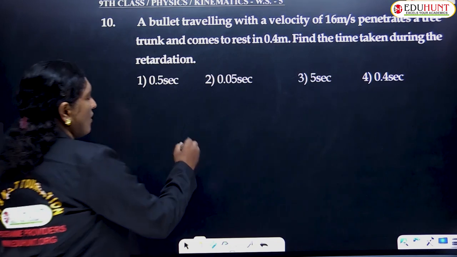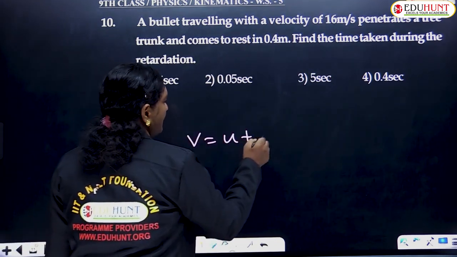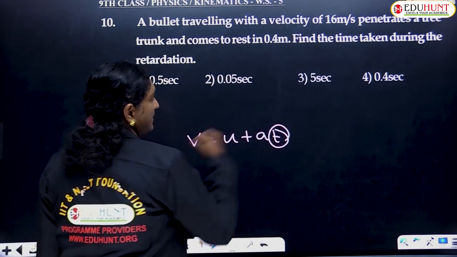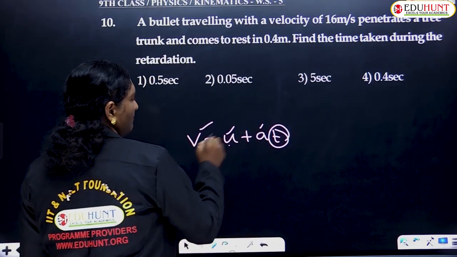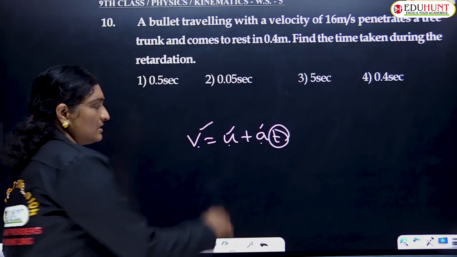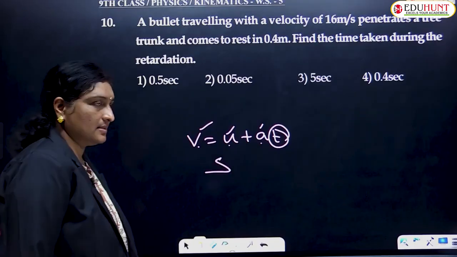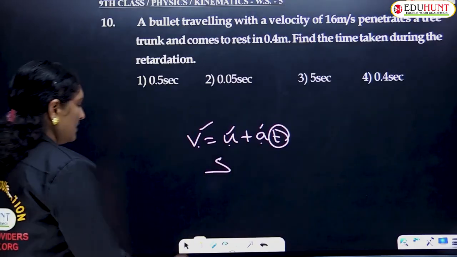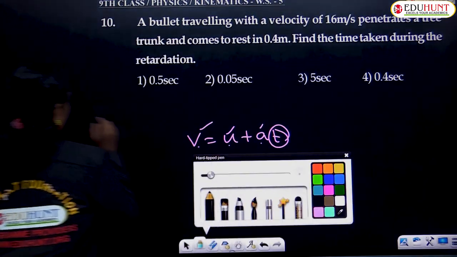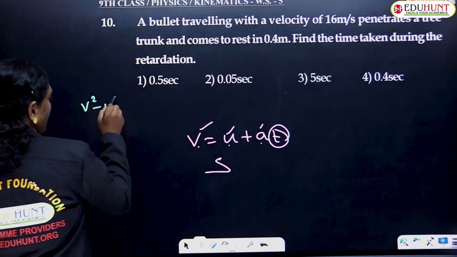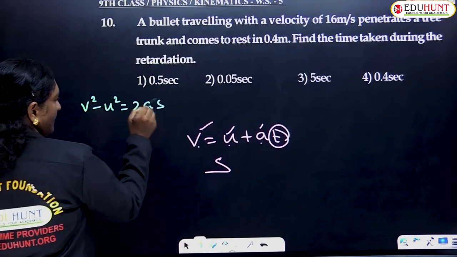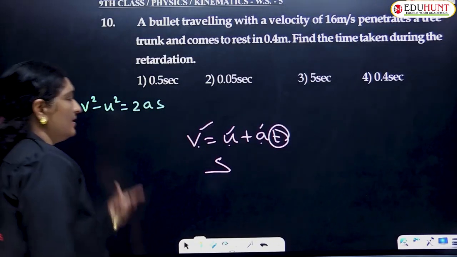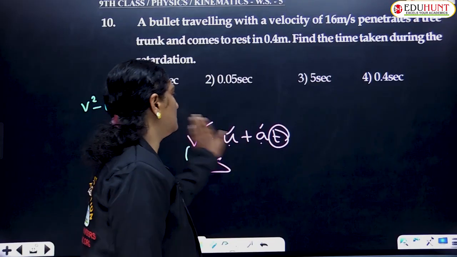So the initial formula was V is equal to U plus AT. In order to find out T, you need to know the value of A, U and V. Though U and V are known, A was not given. Instead, they have given S. So from the formula V square minus U square equals 2AS, as you know the value of V, U and S, you can find the value of A and later substitute in here.